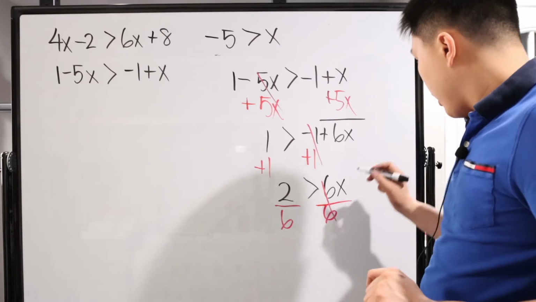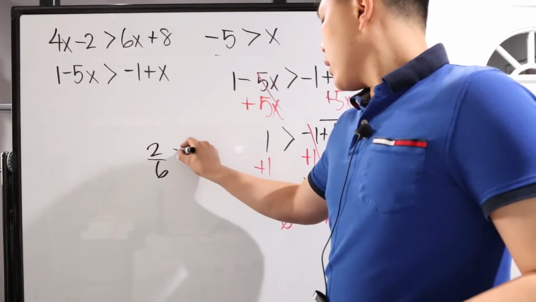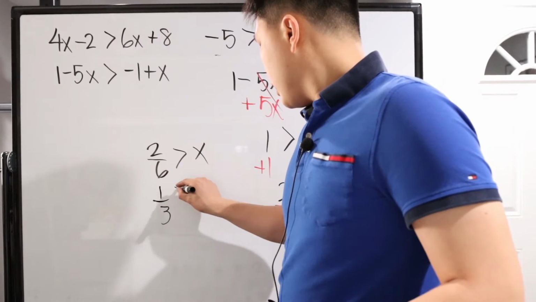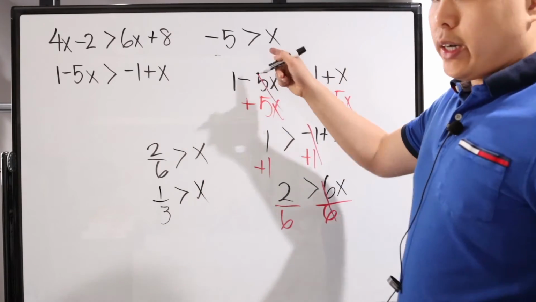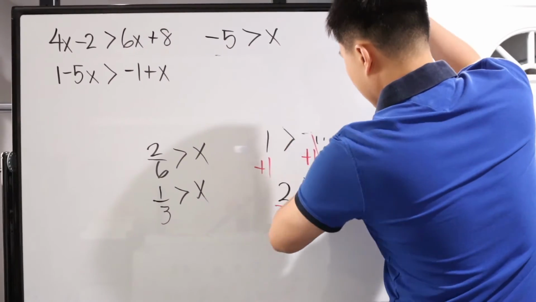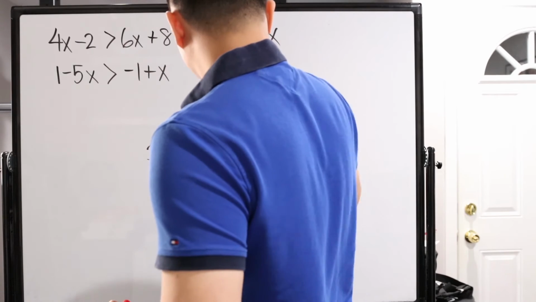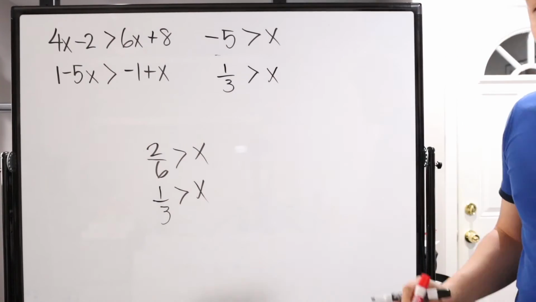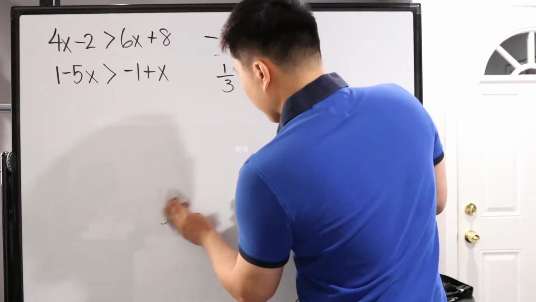And so technically we have, let's just write it right here. 2 over 6 is greater than x, or if you want to simplify it, it's going to be 1 over 3 is greater than x. Okay, that's the second part. So I'm going to erase all this. I'm going to just write it up here so we can actually see the two inequalities. And we have 1/3 is greater than x. And then we're going to start graphing it.